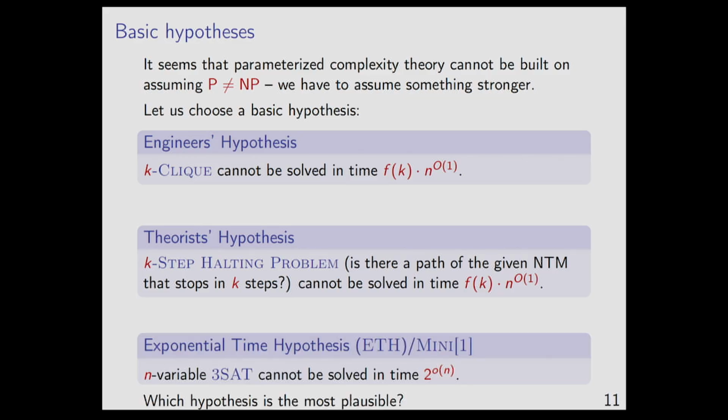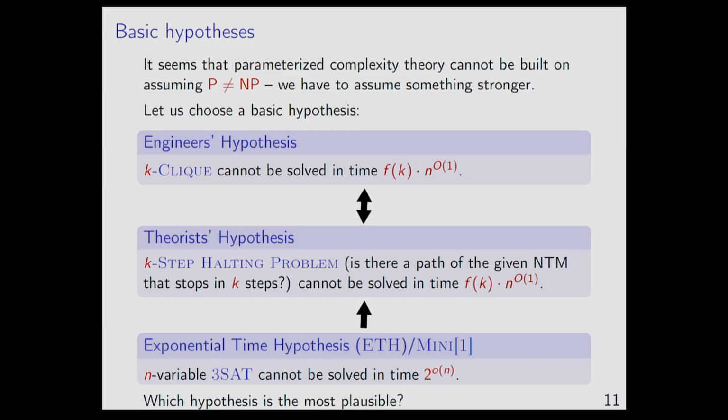Or the last hypothesis, which I will talk about a little bit towards the end, is ETH, that n-variable 3-SAT cannot be solved in sub-exponential time. Okay? Which hypothesis is more plausible? So what we are going to show is that the engineer's hypothesis and the theorist's hypothesis are actually the same. And we are going to give a reduction from ETH to the theorist's hypothesis in the talk.